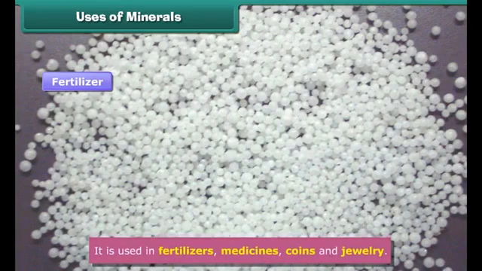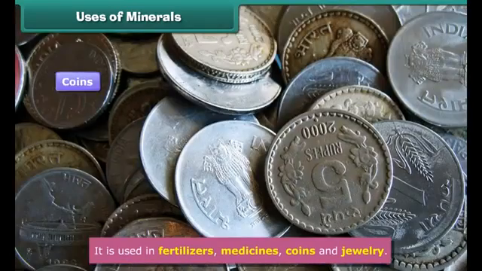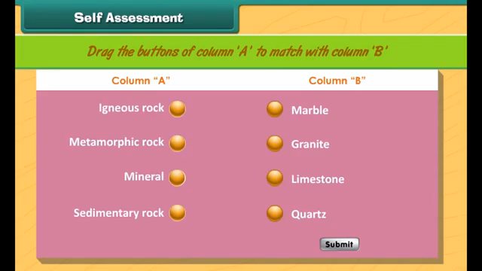Uses of minerals. Minerals play an important role in our lives. Let's discuss some of the uses of it. Minerals are used in the production of cement. It is used in making glass, electrical components, and optical lenses. These are also used in fertilizers, medicines, coins, and jewelry.